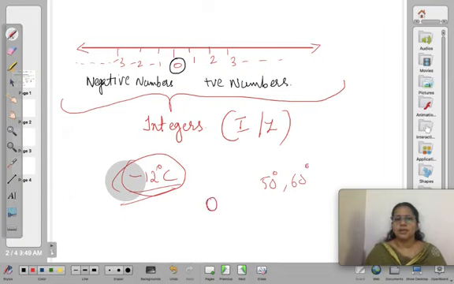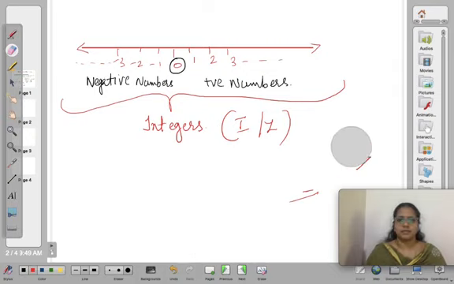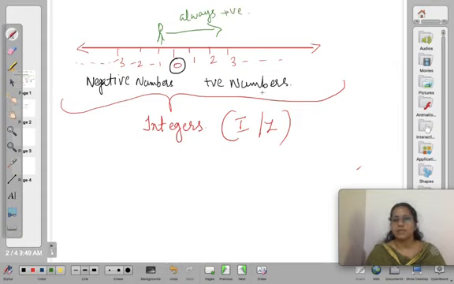So below 0 we are always saying negative: -2 degrees, -3 degrees, -4 degrees, etc. And after 0 it is always positive. So these are the positive direction and these are the negative direction. When you are starting here and taking steps towards the right side, it is always positive, so you can say it is the positive direction.